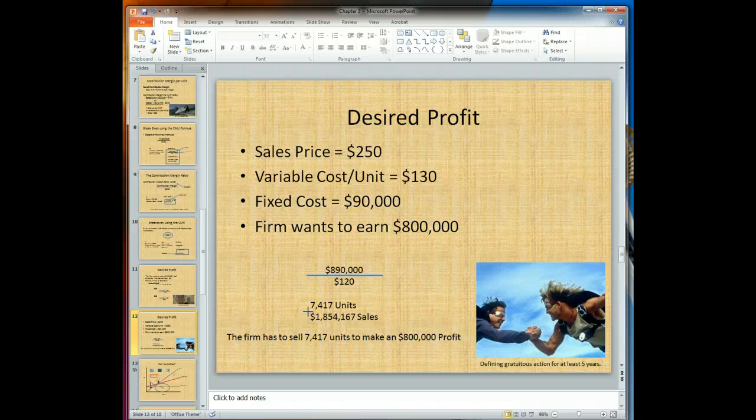Multiply that by your sales price. That will get you 18 million-something in sales. Basically that means the firm has to sell 7,417 units to make an $800,000 profit. That's doable. No problem. Depends on what the firm is.